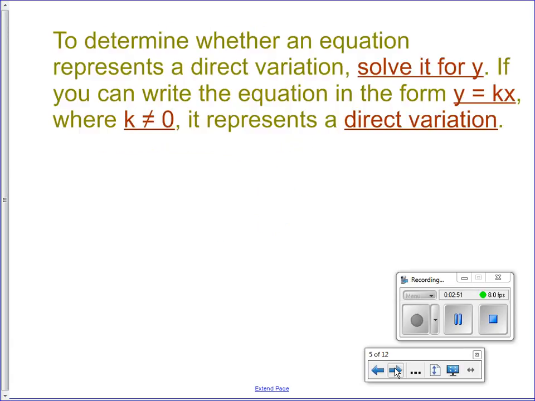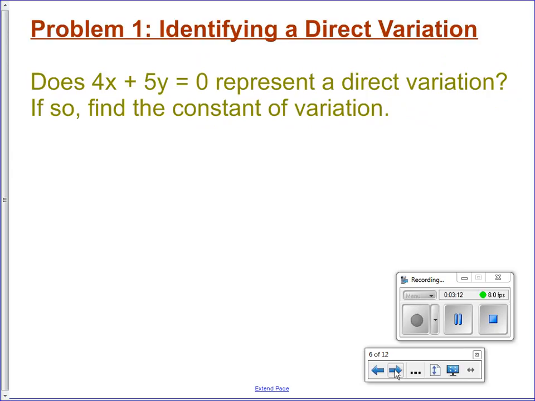To determine whether an equation represents a direct variation, solve it for y. If you can write the equation in the form y equals kx, where k is not equal to 0, then it represents a direct variation. All right, so let's go to problem 1, and we're going to identify whether or not this expression represents a direct variation. All right, so we start out with 4x plus 5y equals 0.